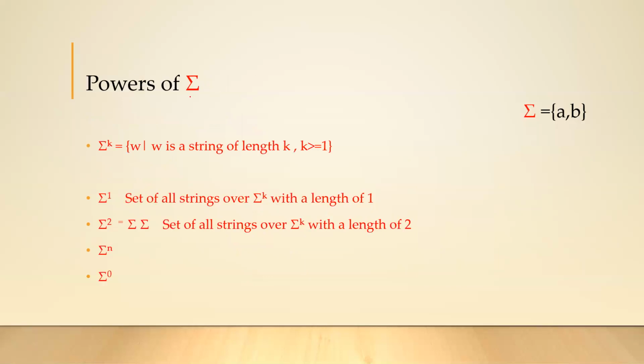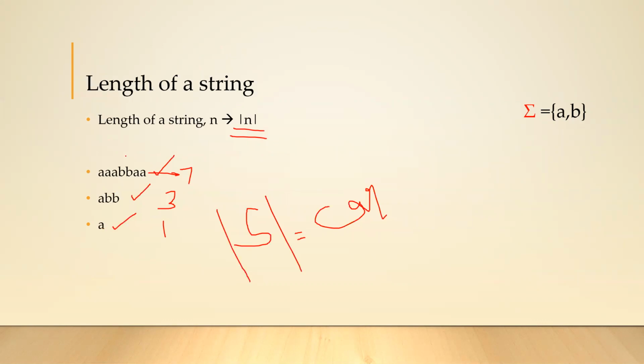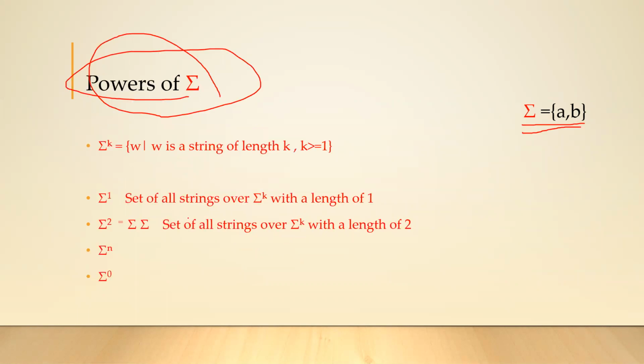Now you do have a very important term called power of sigma. Now, look over here. Sigma is equal to AB. And let us even go into our previous one. Look here. I told you this, the length is 7. This, the length is 3. And this, the length is 1. Okay. Now let's come back to the power of sigma. Now, when I write sigma raised to 1, it means that it is the set of all strings over sigma which has a length of 1.